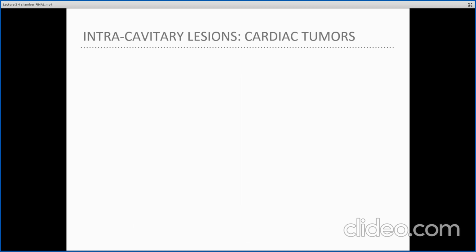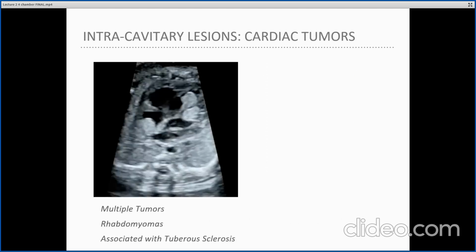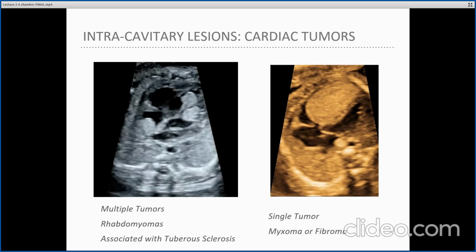Now we will cover the intracavitary lesions, and one set of lesions are the cardiac tumors. So this is showing an example of multiple cardiac tumors in both the atria and the ventricles. You will notice that these tumors are quite hyperechoic also. These are classically rhabdomyomas, and they are associated with a genetic condition called tuberous sclerosis. So this is a large solitary tumor inside the right ventricular cavity, which is completely occupying the RV cavity. And the solitary tumors are typically myxomas or fibromas.